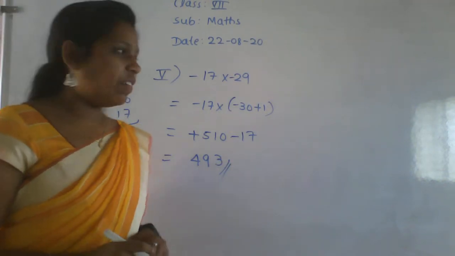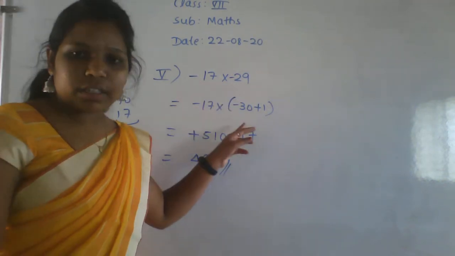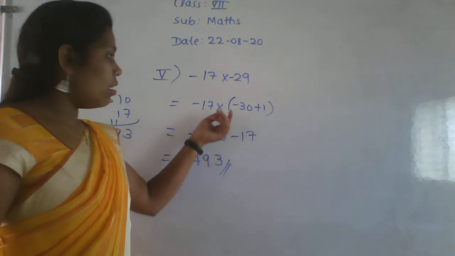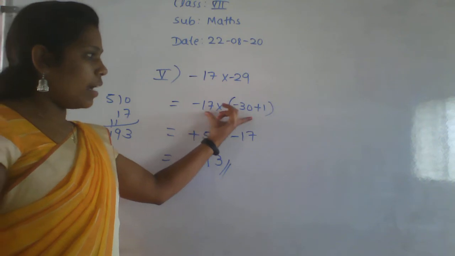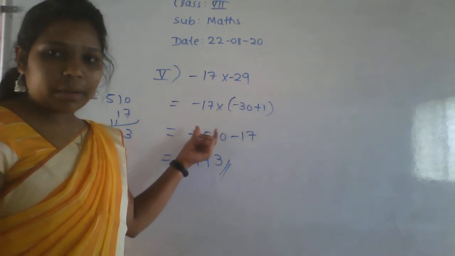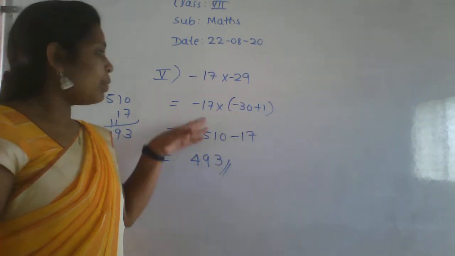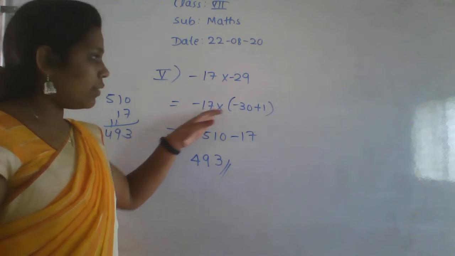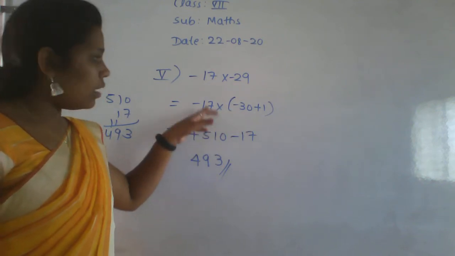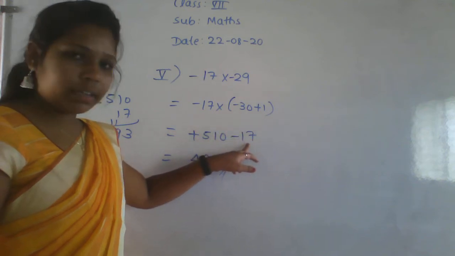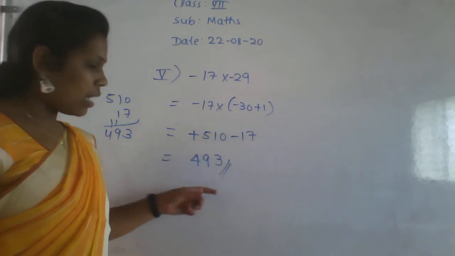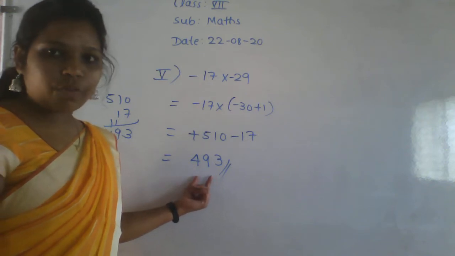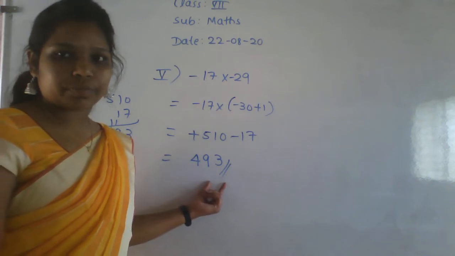Okay, I hope everyone is getting it. I am just using the distributive property here. So minus 30 plus 1 is there, and multiply these two and again these two, A into B plus A into C like that. So A is here minus 17. Minus 17 into minus 30 is 510 and minus 17 into 1 is minus 17. Now 510 and minus 17 is there. Subtract the values and write the answer here. That is 493 here.